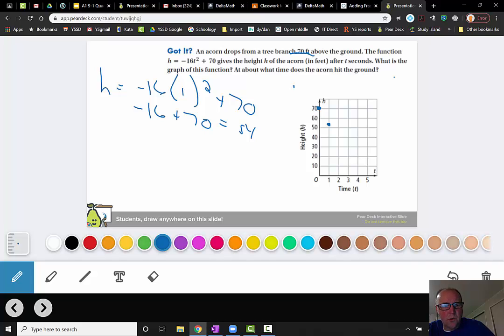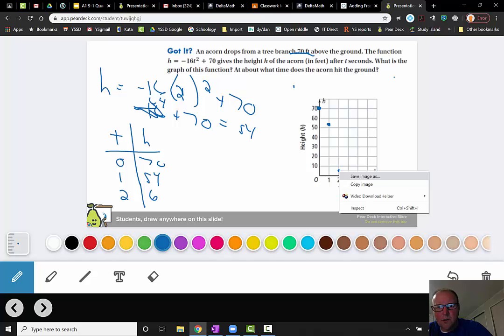So what do we have so far in our table? We have time, and we have the height. So 0 was 70, 1 was 54, 2, let's plug in 2, so we need 4. Alright, so where are we at? We're at 64. Alright, so now we're down to 6 feet, so 2 seconds, we're at 6 feet.